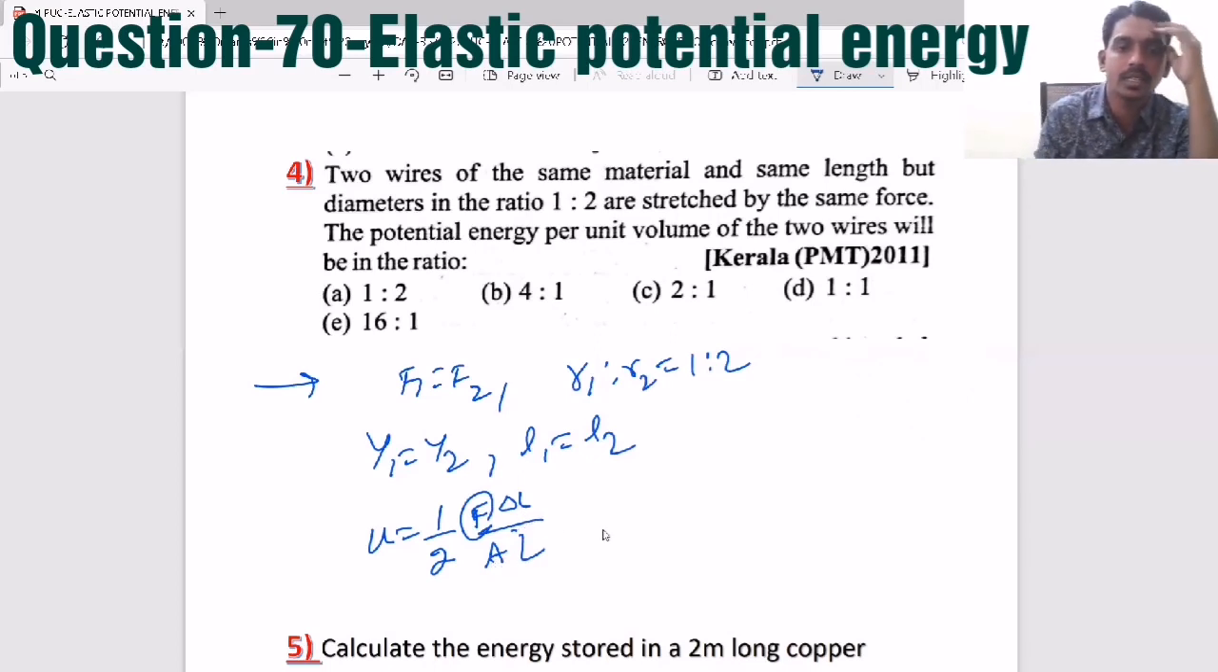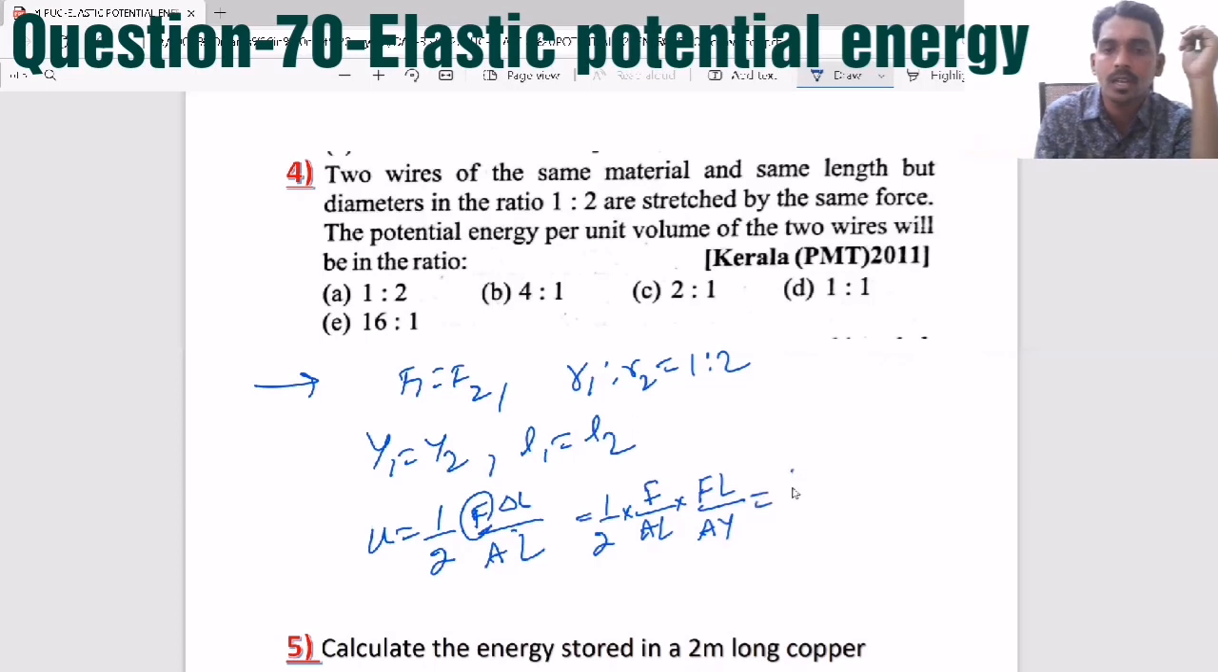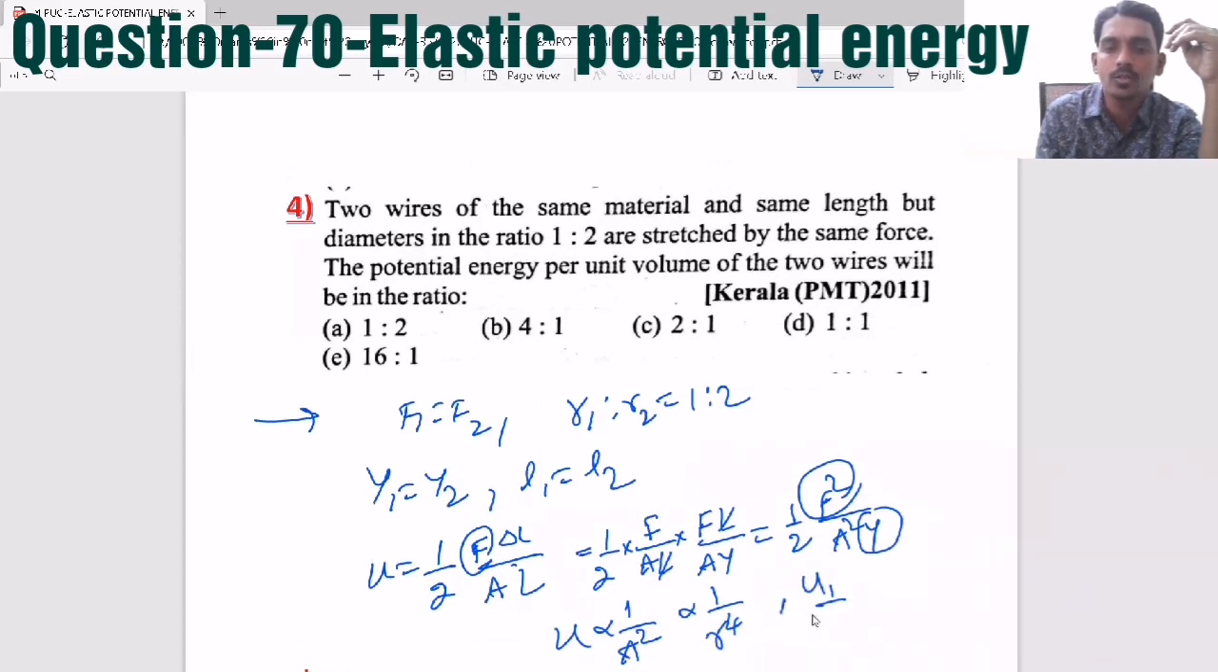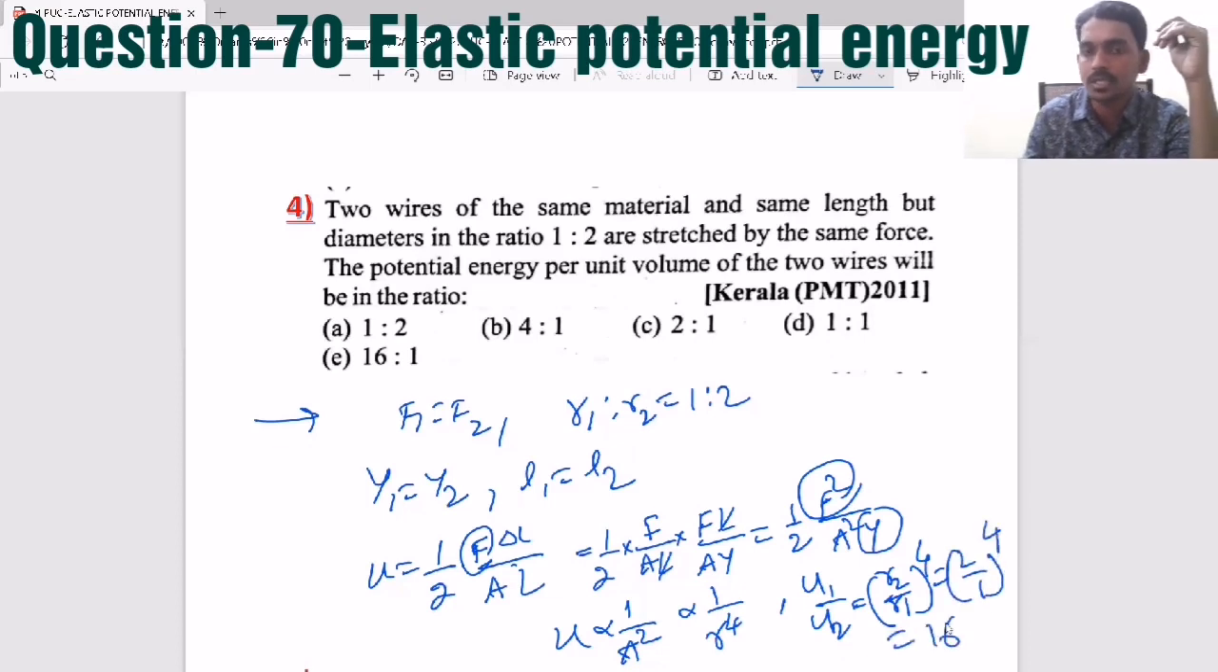Here delta L they did not talk about anything. So half into F by AL into delta L, what I can write for delta L is FL by A into Y. So half into F square L by A square Y, where L gets cancelled. Where F is same for both of them, Y is same for both of them. So energy density is inversely proportional to A square, so inversely proportional to R power 4. So U1 by U2 will become R2 by R1 whole power 4, where R1 by R2 is 1 by 2. So R2 by R1 will become reverse, 2 by 1 whole power 4, which means it will become 16.